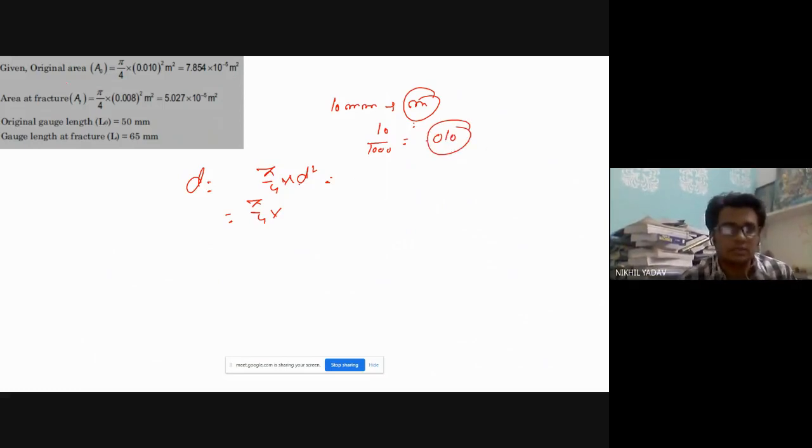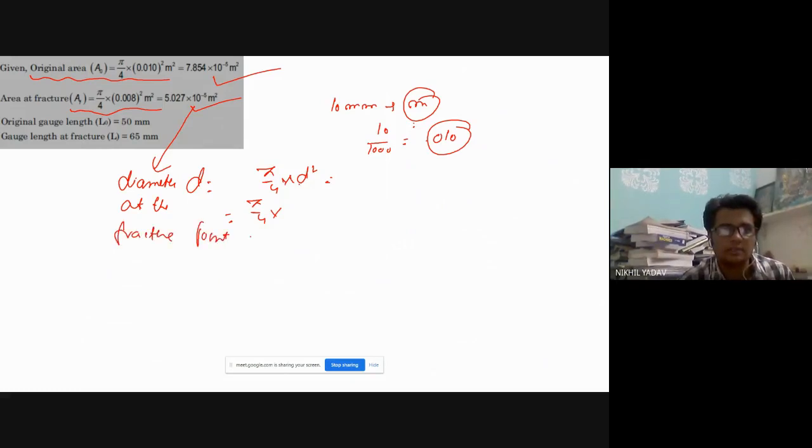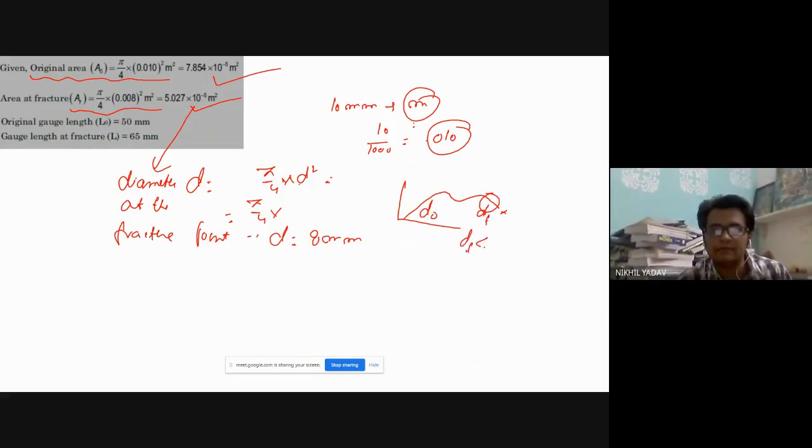So they have found out the original area, and then they have found out the area at the fracture. We can find out what has been the diameter at the fracture point. The diameter at the fracture point is 8 mm. Why? Because there we have seen that the material goes into the necking region. So DF will be less than DO, right? Okay. Original gauge length is 50 mm.